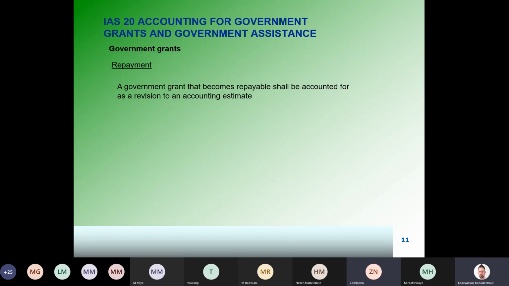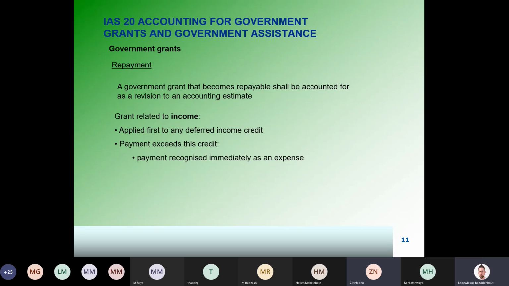So a grant becomes repayable, and we have to account for that as a revision of an accounting estimate. All right, so the current year and any future periods will be affected by the accounting estimate change. So a grant related to income, we first apply to any deferred income credit, and if the payment exceeds this credit, then the rest is immediately shown as an expense.